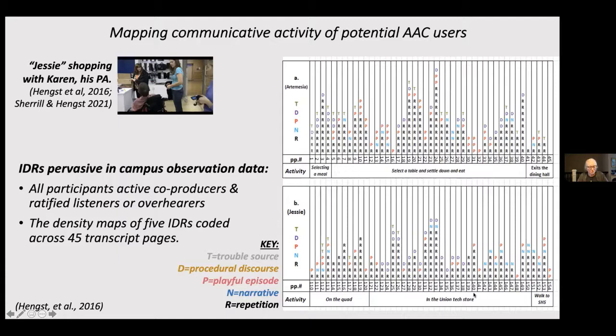Jesse's the one we saw shopping, right? And I'm sharing it now just to underscore how pervasive these IDRs are in stretches of interaction across a day, how densely people are working to adjust their footings, and to shift and manage these indexical grounds and activities.